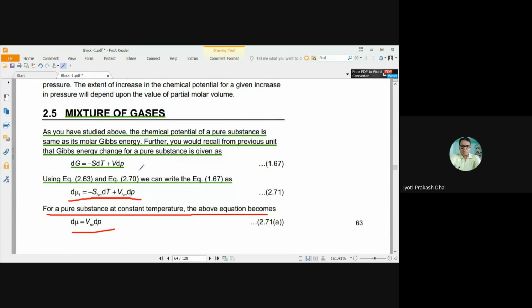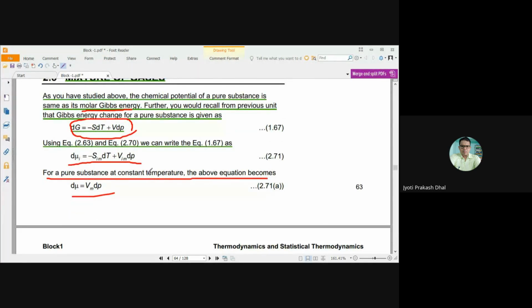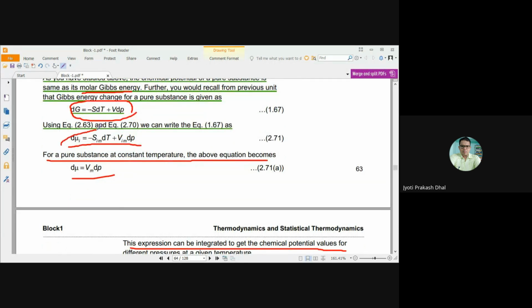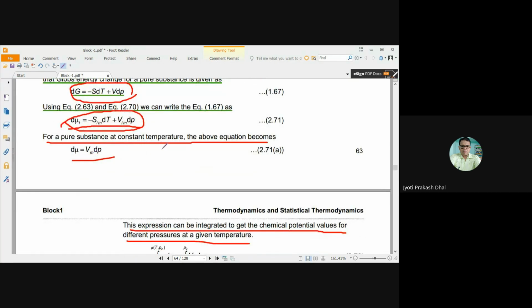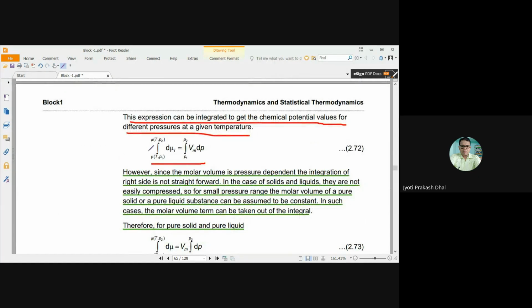Now, if we apply this principle to a mixture of gases, the chemical potential of a pure substance is similar to the Gibbs molar energy. And if you recall the previous unit, the Gibbs energy change for a pure substance is dG equals minus S dT plus V dp. Combining both equations, we can write d mu i equals minus S i m dT plus V i m dp. And again, for a pure substance at constant temperature, the above equation becomes d mu equals V m dp.